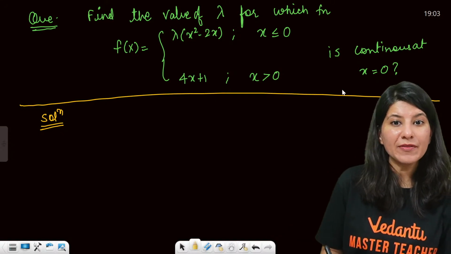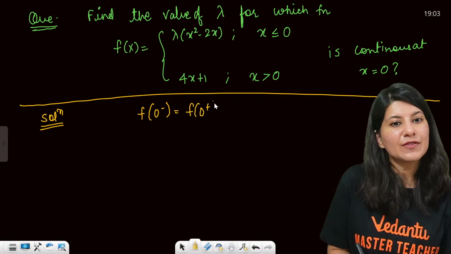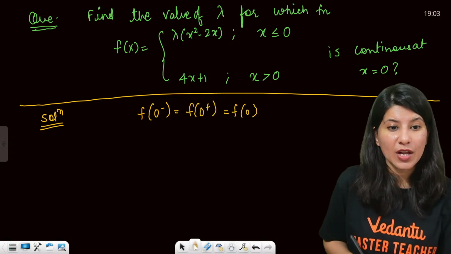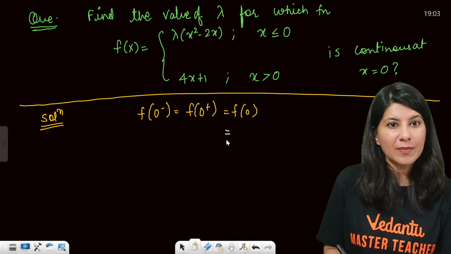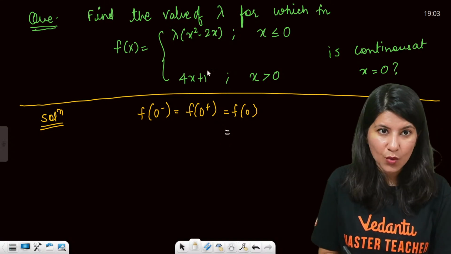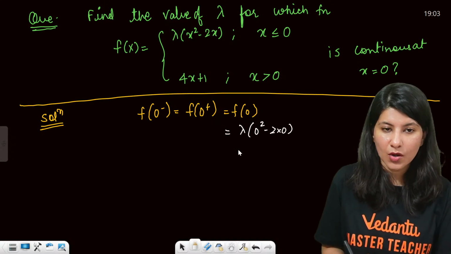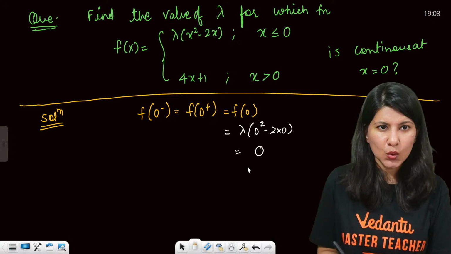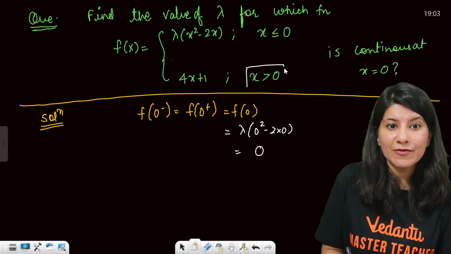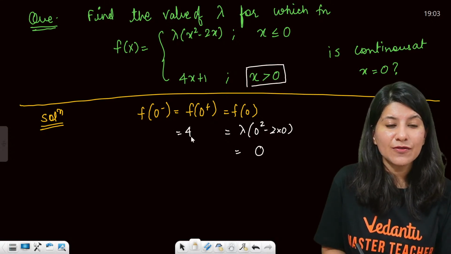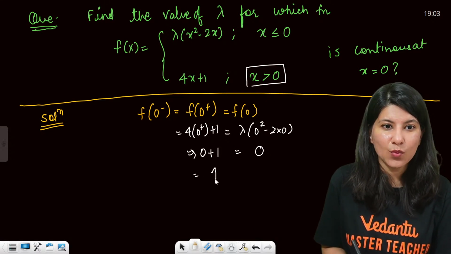If the function is continuous at x equals 0, then f of 0 minus equals f of 0 plus equals f of 0. Now I always target f of 0. The value at x equals 0 will become lambda into 0 square minus 2 into 0, so this is 0. Now f of 0 plus comes from x greater than 0, so this is 4 times 0 plus 1, so basically 1.